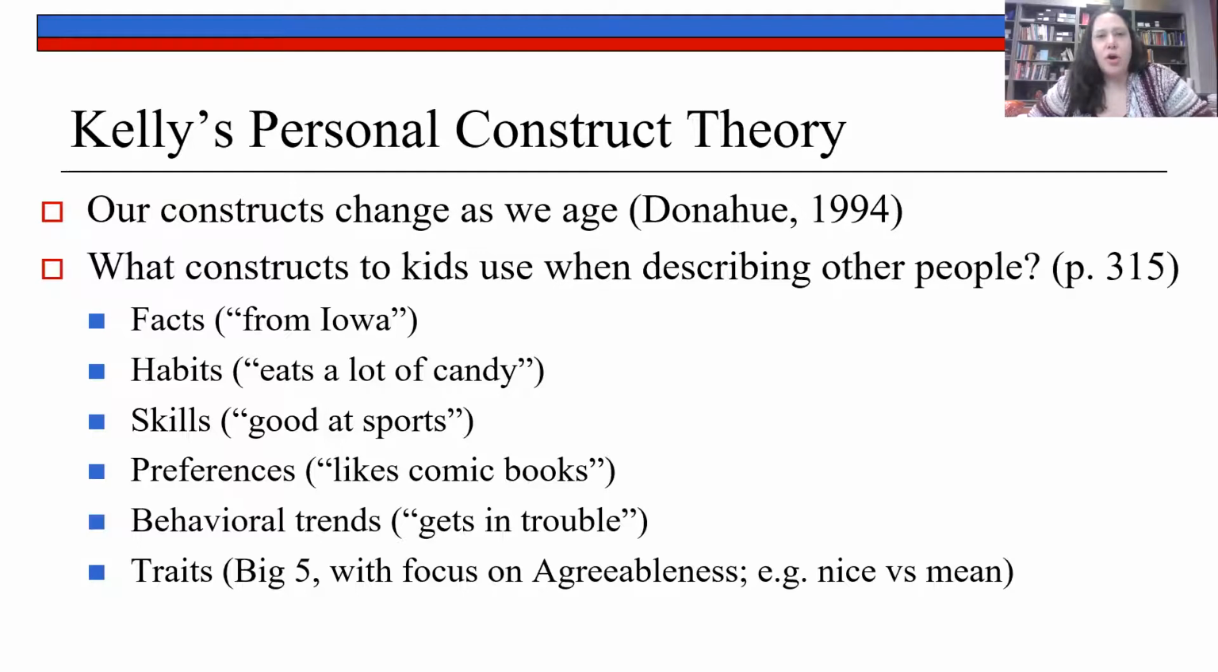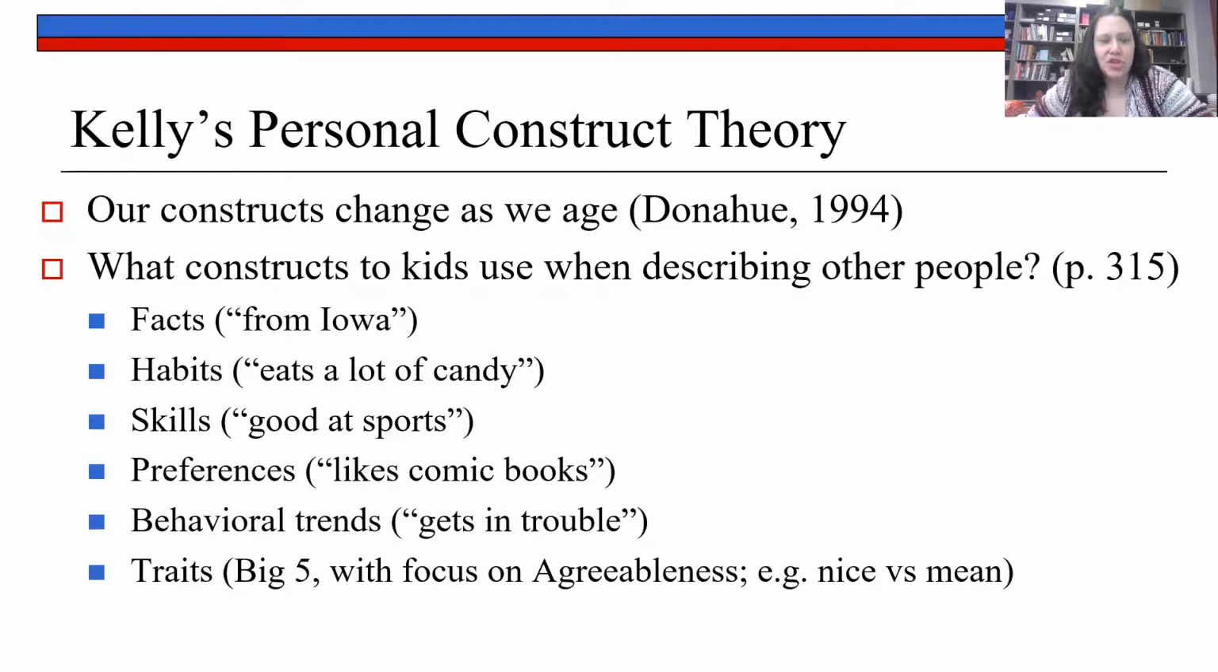Okay, so there's a study mentioned in the book that talks about how our constructs might change as we age. I thought this was kind of an interesting study. It's on page 315. It was done by Donahue in 1994, not the Donahue who had a talk show, by the way, if you've ever seen that, different Donahue.